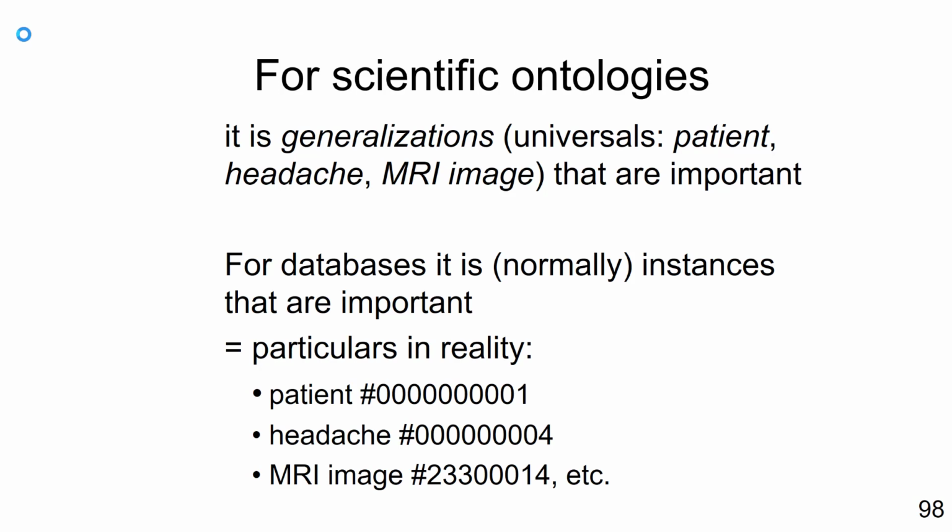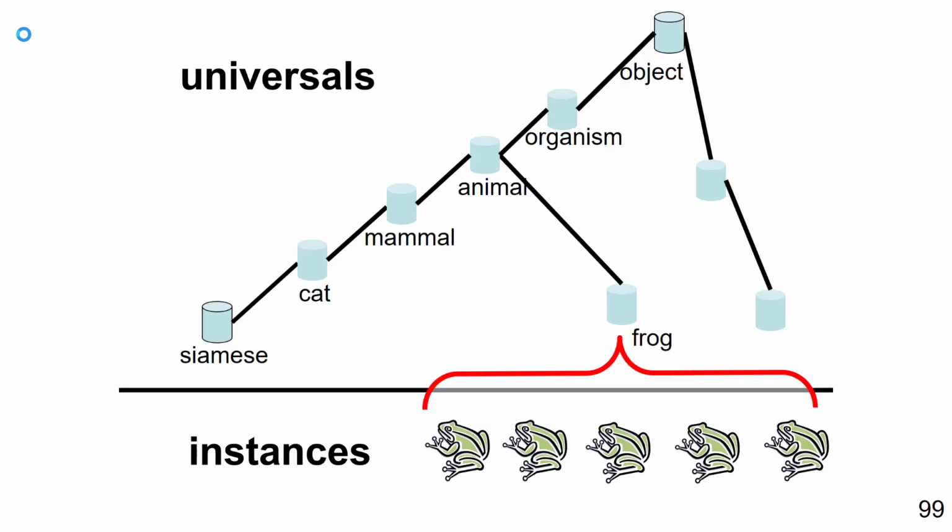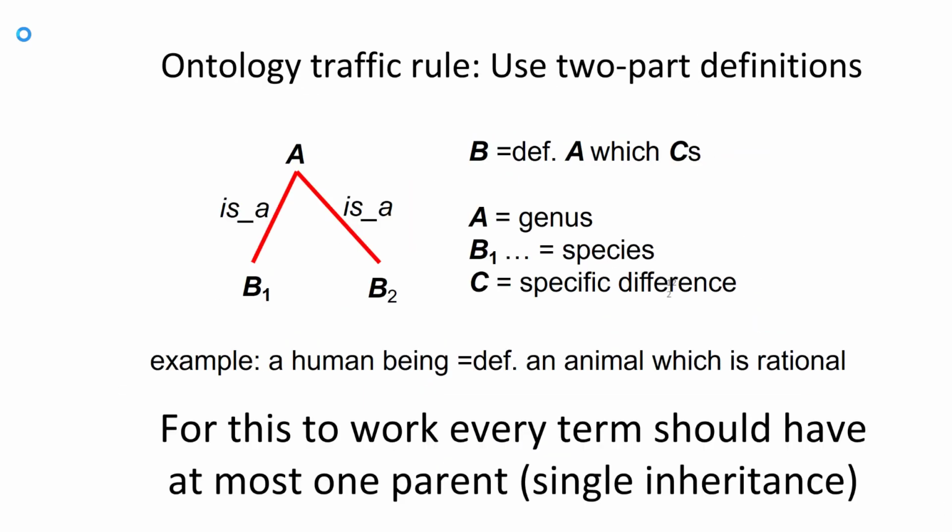All right, so ontologies are interested in generalizations. Databases are interested in particular instances. So scientists do experiments using instances, and they need to collect data about instances. But then their theories are about generals, not about particulars. They're about what holds in general. All right, and then that's an ontology of sorts.